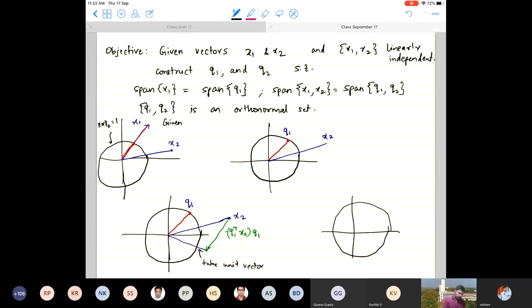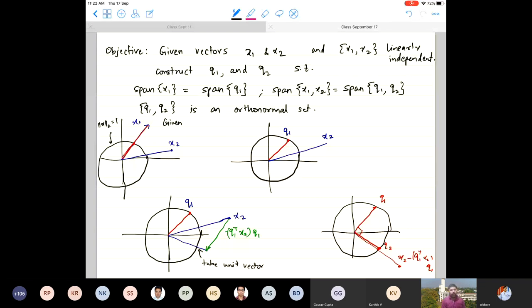So this is your q1, and this vector that you see here was your vector x2 minus q1 transpose x2 into q1. You take the unit vector in this direction and that becomes your q2, and there is a right angle between these two vectors. So that's what we have done.